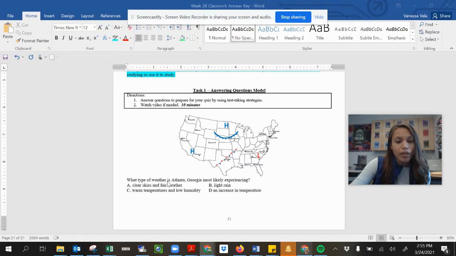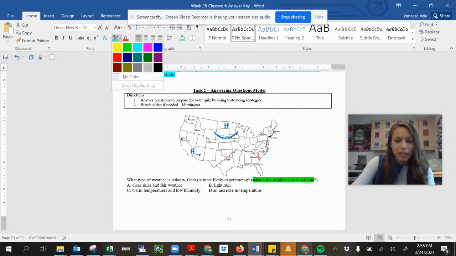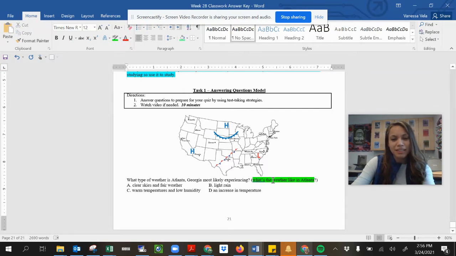What type of weather is Atlanta, Georgia most likely experiencing? Okay, so what is this question asking you? Basically, what's the weather like in Atlanta? That's what it's asking. If you want to rewrite your question in a different way, that is helpful because sometimes you don't really understand what it's saying when it's given to you. But when it's something more simple, like, hey, what's the weather like in Atlanta?